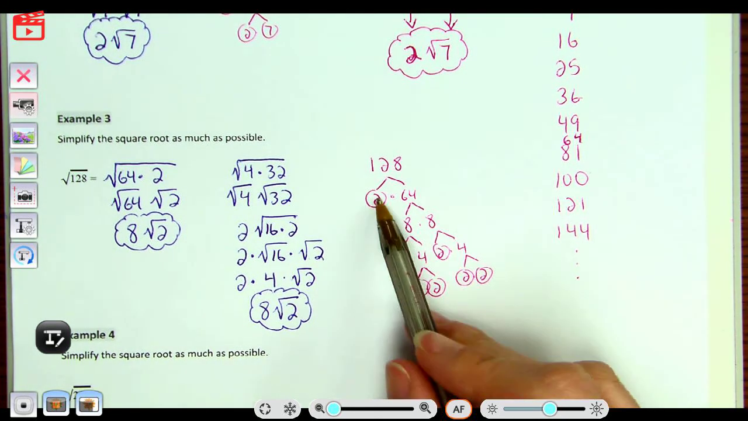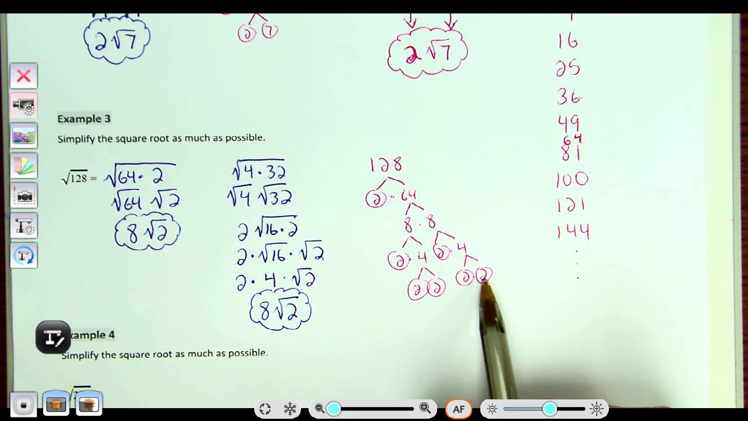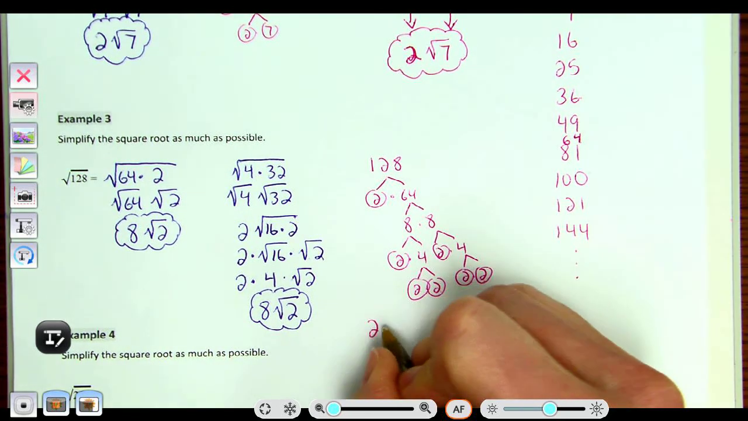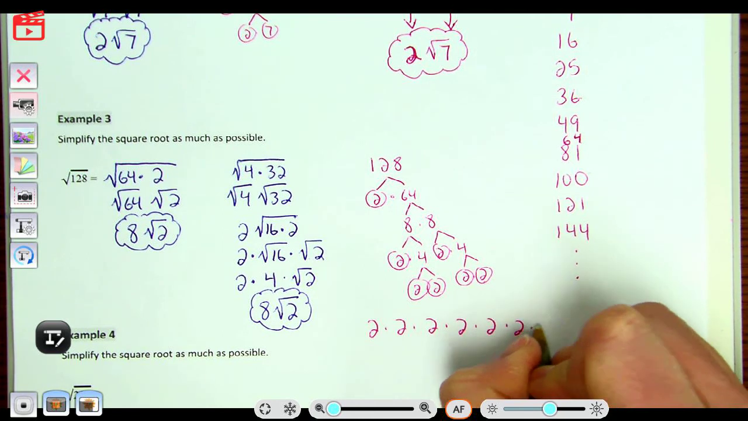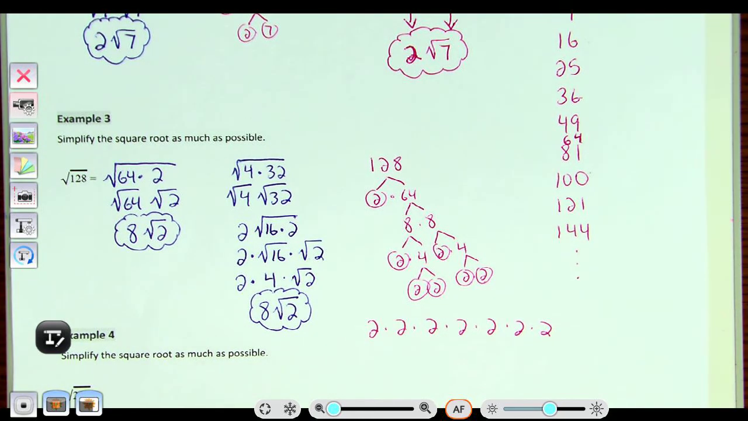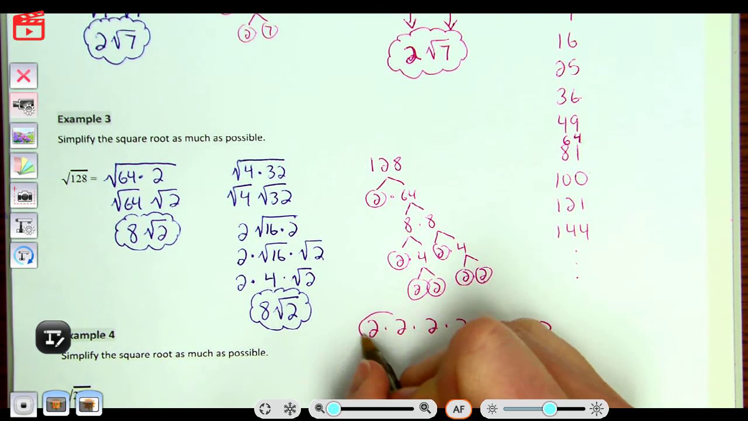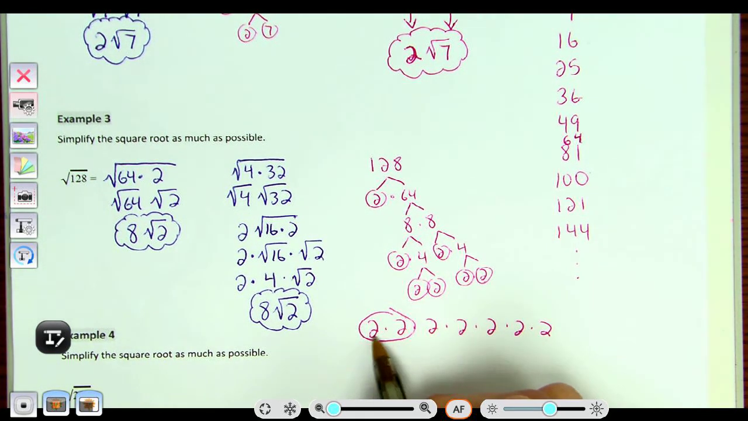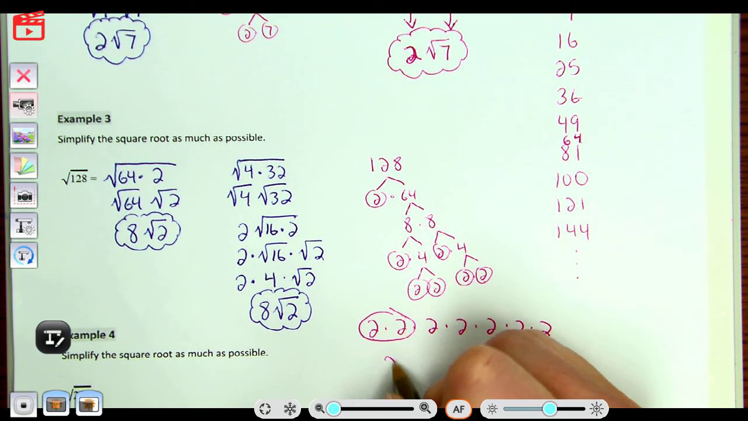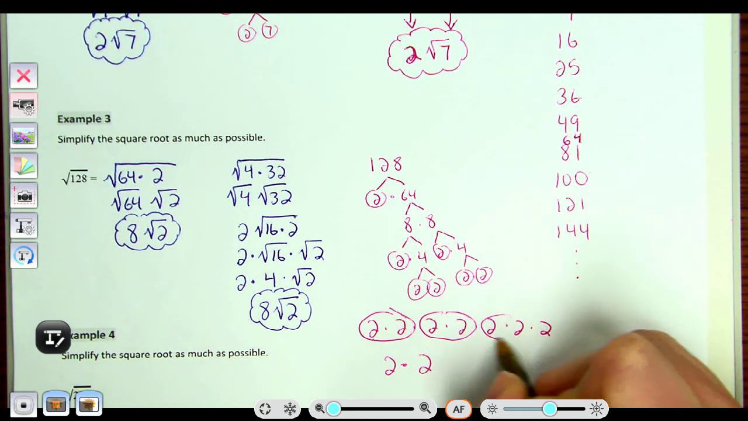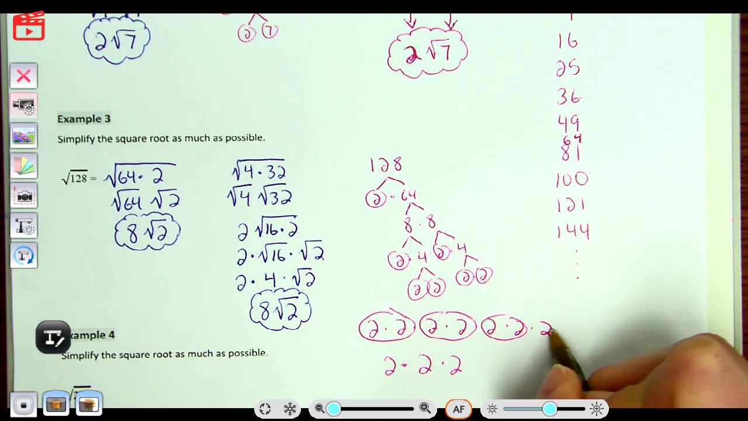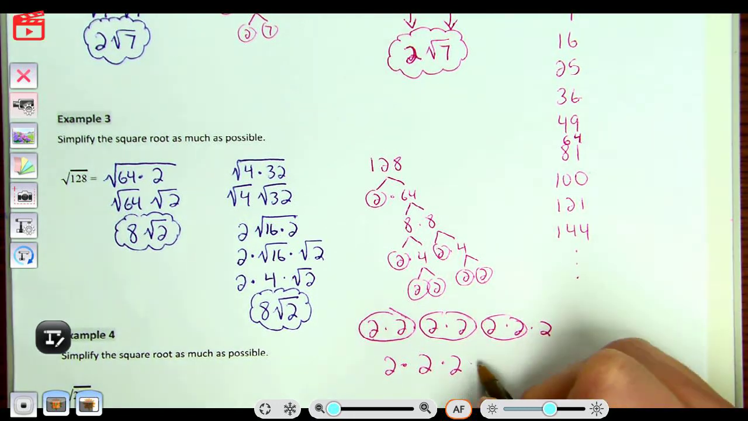I have 1, 2, 3, 4, 5, 6, 7 2's. Now, the trick is to circle the pairs. I'm going to circle 2 times 2. Why? Well, 2 times 2 is 4, and if I take the square root of that, the square root of 4 is just 2. I'm going to circle another pair of 2's to give me another 2, and another pair of 2's to give me another 2, and then notice I have this one lone 2 left over, so he stays under the radical sign.